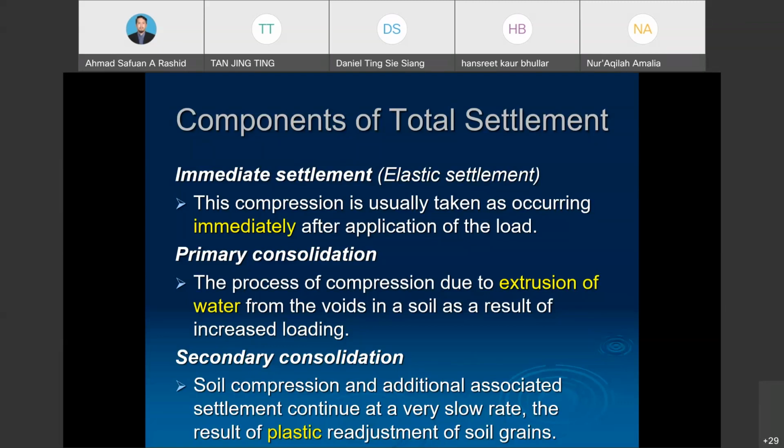Okay, so nanti awak akan belajar macam mana nak kira process of consolidation, which is a primary consolidation. Berapa lama dia ambil, berapa settlement yang akan berlaku. Adakah settlement tersebut melebihi daripada apa yang diletakkan di dalam garis panduan untuk building design.